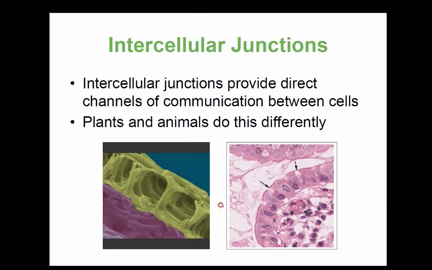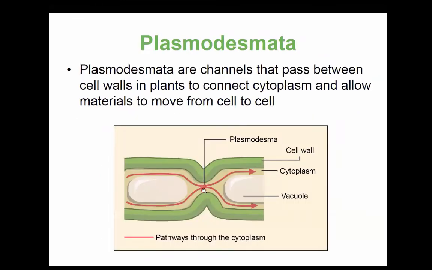Now, cells also are interconnected by different kinds of cellular junctions. These intercellular junctions provide direct channels for communication between cells, and that happens differently in plants and animal cells. For example, in plants, you have structures called plasmodesmata. Plasmodesmata are tiny holes in the cell wall. They are channels that pass between cell walls in plants, and they connect cytoplasm to allow materials to move from cell to cell, especially small ions and water molecules.